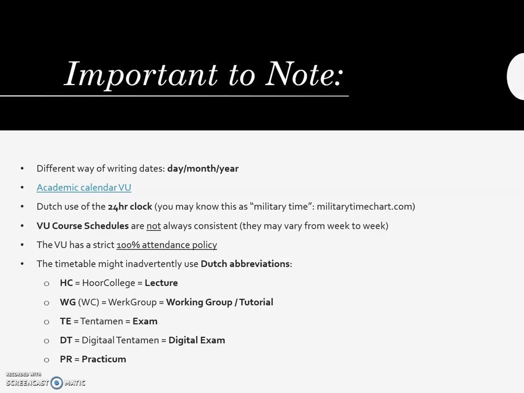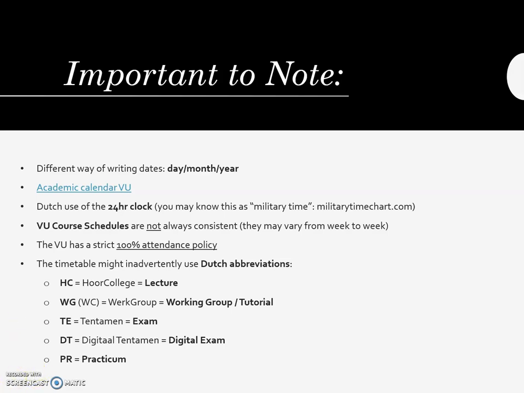When looking at the timetable with the English setting, you still may see Dutch abbreviations used. For example, HC or college is your lecture. WG, which is a werkgroep, which is your working group or tutorial. TE, which is tentamen, which means your exam. DT, digital tentamen, which is a digital exam. And PR, which is your practicum.